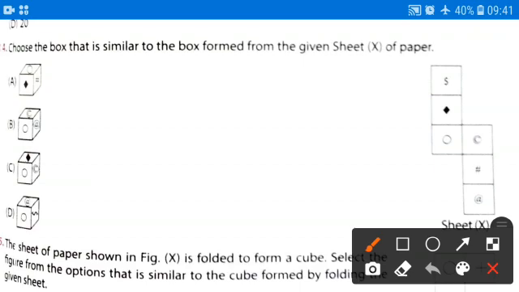So this dollar and this circle are one after another, so these are opposite. Similarly, these two are opposite. These two are opposite faces, at the rate and C. And what is remaining? This diamond and this hash are opposite ones. So remember this, these are opposite ones. Now let us verify from the options.